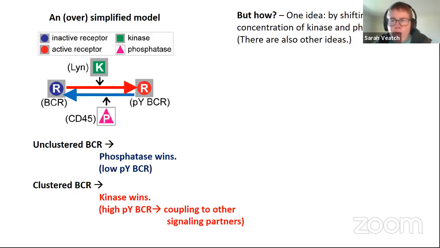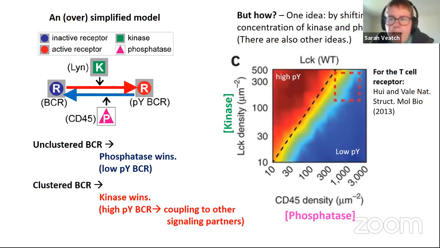Why this happens is one of the big open questions still, I think, in immunology, and not just for B cells, but for other types of cells. One class of ideas that's been thrown out there is that for some reason, clustering the receptor shifts the local concentration of these kinases and phosphatases. This has been thought about in a lot of systems, and here's an example in a T cell receptor system. But basically, in that case, the kinase has a different name, but has the same properties.